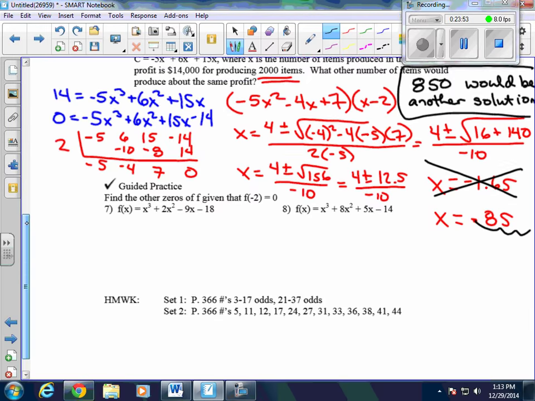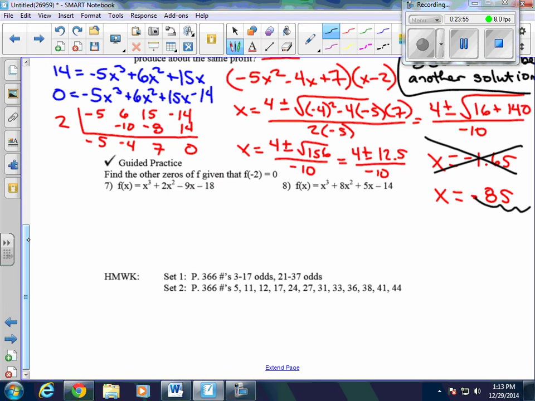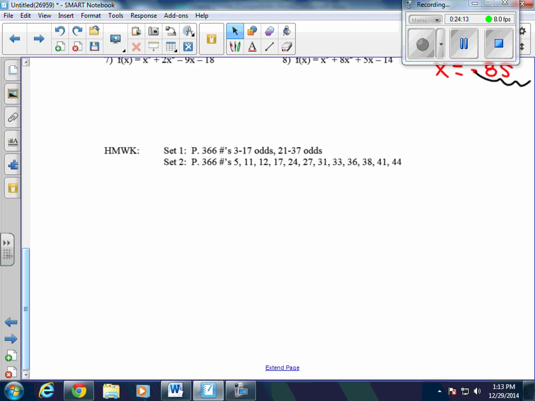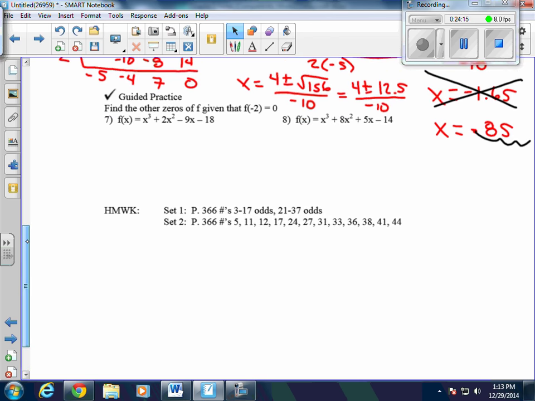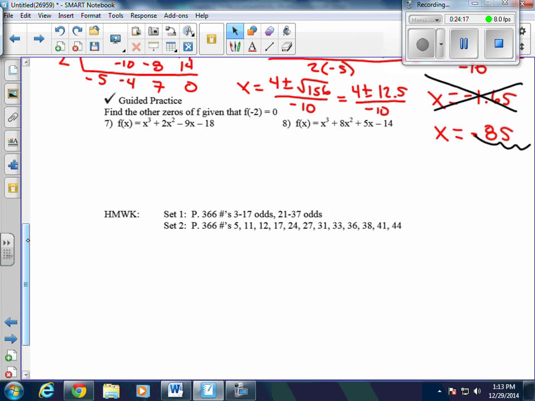So what I would like you to do right now is go ahead and do questions 7 and 8. They give us one of the zeros, and they say negative 2. So f of negative 2 equals 0 means that negative 2 is one of the zeros. So find all of the zeros. Now here it says find the other zeros, but I want you to find all of the zeros. That just means negative 2 is going to be one of those. All right, so go ahead and pause the video, and then you can hit play when you are ready to go.